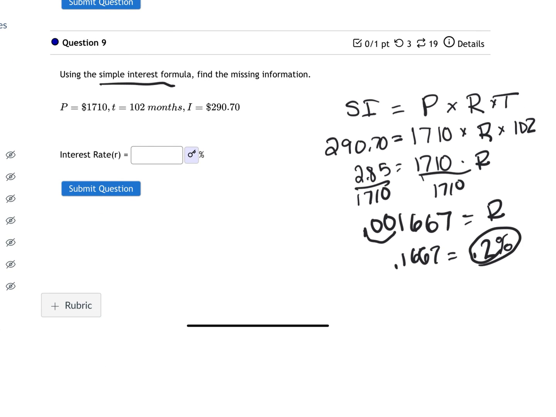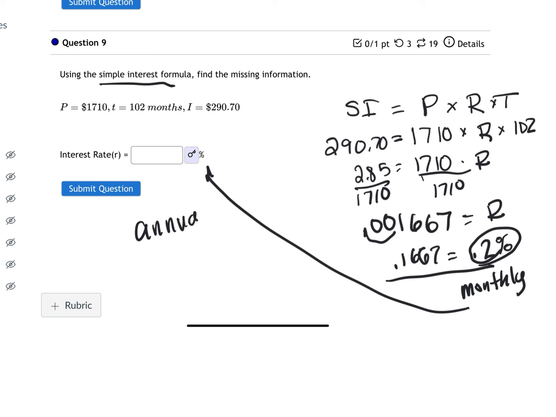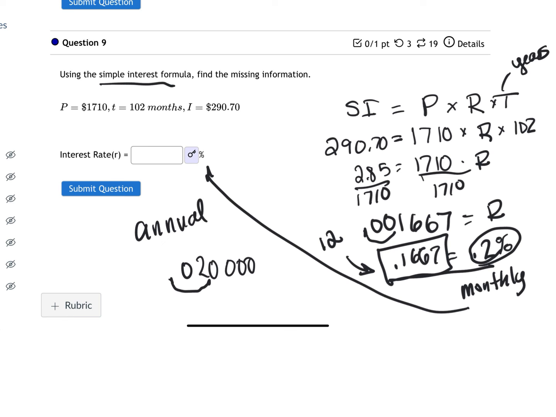This is our monthly interest rate. My guess is they're going to want this in annual. So all I need to do is multiply this number by 12, because this time is probably in years. So let's take that 0.001666 and multiply it by 12. And then we get 0.02. All right, so now I move this into percent, and we get 2%. And there you go.